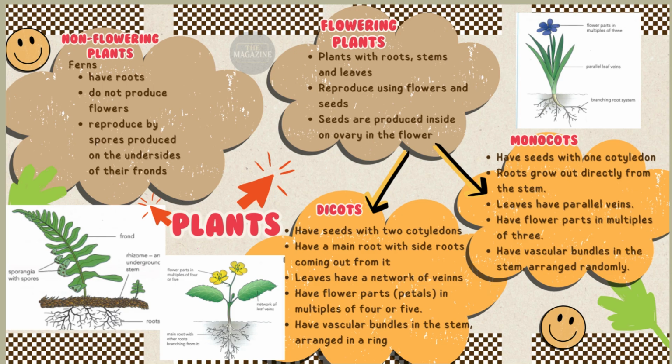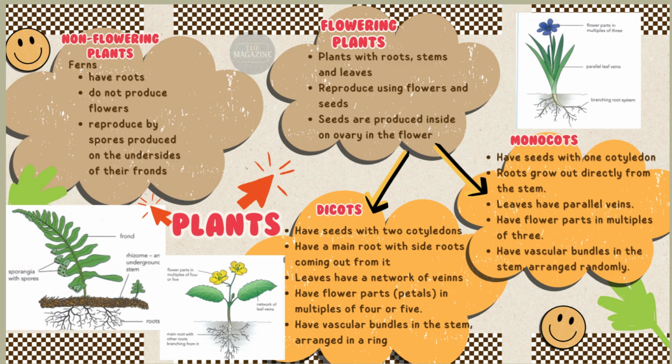Next one is flowering plants. Flowering means they have flowers, and they produce seeds as well. But non-flowering plants don't produce seeds; for reproduction, they produce spores. So flowering plants have roots, stems, and leaves, and they use seeds for reproduction, which are produced inside the part of the flower we call the ovary.